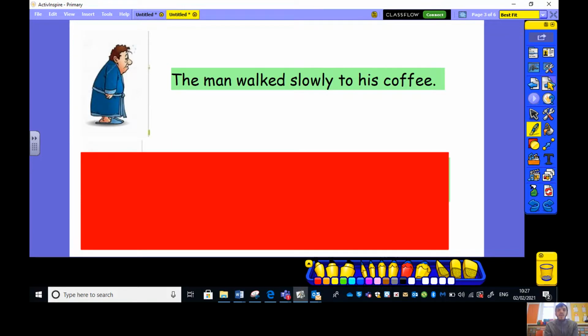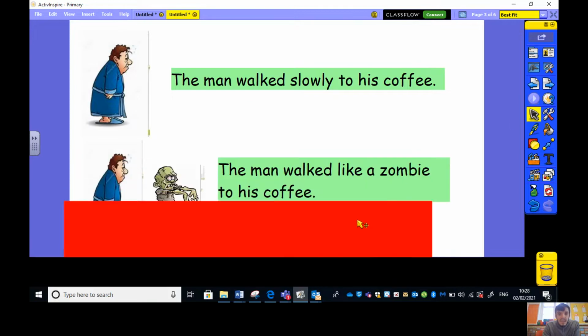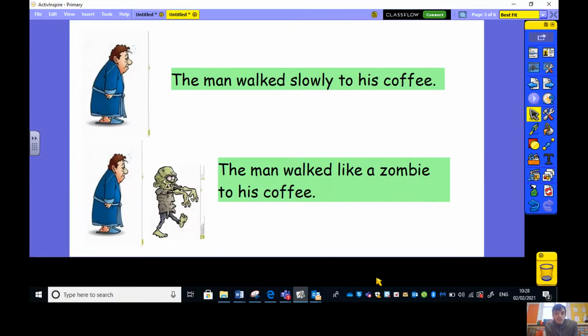Let's have a look at this one. The man walked slowly to his coffee. That is a perfect sentence. But rather than saying the man walked slowly, I could have used a simile, a more descriptive way of saying that. I could have said, the man walked like a zombie to his coffee.